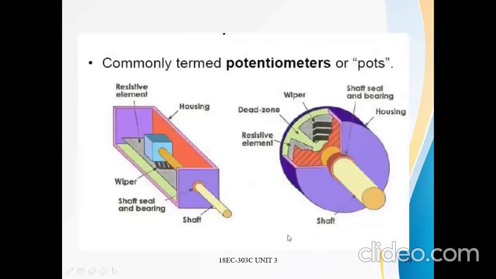These are the generally used potentiometers, or we can call them pots. See, this is the wiper, and this is the shaft. Here, this is the wiper, whatever we need to vary. This is completely the resistive element.